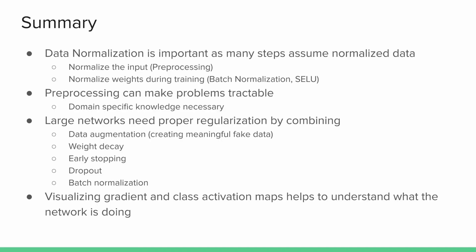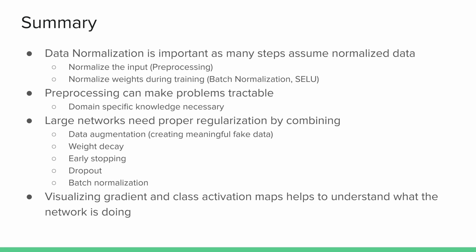Large networks need proper regularization. I told you before, the best performing neural networks are those that have a huge capacity but are well regularized. So what we can do is employ several mechanisms at the same time, like data augmentation, where we create meaningful data. We can employ weight decay. Early stopping is something where we stop when we see no more improvements on our validation set, which is beneficial for the overall performance, as well as saving time. So I would definitely recommend this one. Dropout, where we can intrinsically train model ensembles, or batch normalization.